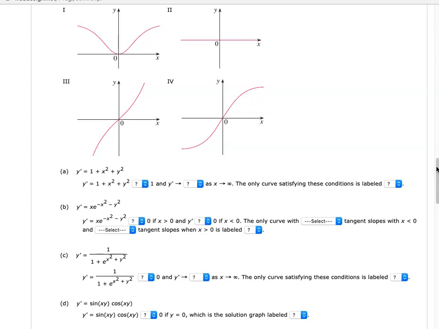So here we're saying that y prime equals 1 plus x squared plus y squared. Well, the smallest value x squared plus y squared can ever be is 0, which means the smallest value that y prime can ever be is 1, because you're adding 1 to it, right? So y prime equals 1 plus x squared plus y squared is always going to be greater than or equal to 1.